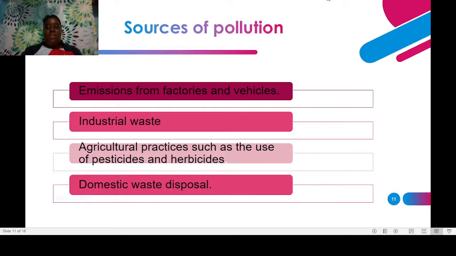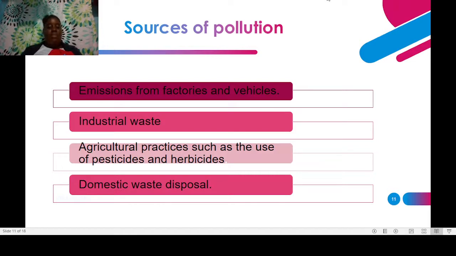Next, we have industrial waste. Now, industrial waste, if you remember, there was a factory in one of the pictures I showed you, and that factory is pumping some wastewater into a river. So that is an example of industrial waste.